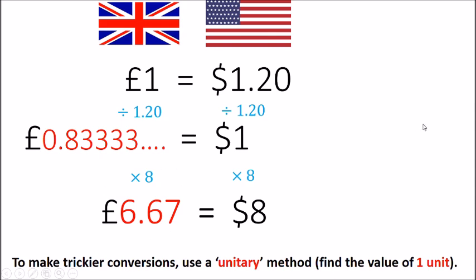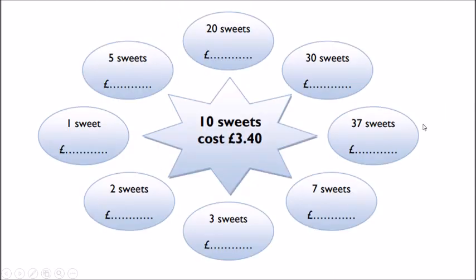Okay, so if you can find your work on Google Classroom, I've attached a PDF file for you. So for example, in the first question, 10 sweets cost £3.40, you need to tell me, well, how much would 20 sweets cost? What about 30 sweets, and so on. So if you've got tricky quantities like, say, 37, you might want to try and find the value of 1 sweet first using that unitary method. So please let me know if you need any help.